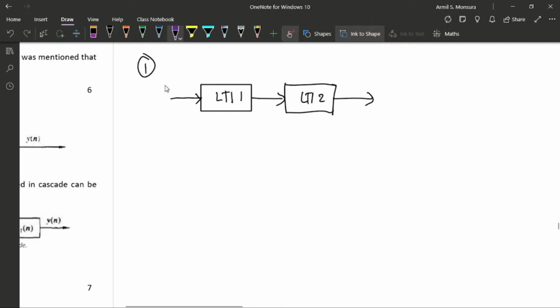So essentially, the LTI1 system would have a sequence x[n] as an input. Then it will have an output, say sequence x1[n]. And this sequence x1[n] would serve as an input to the LTI2 system. Then the LTI2 system would compute an output sequence y[n]. We call this interconnection a cascade connection.